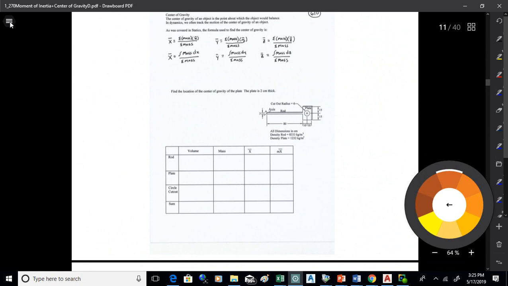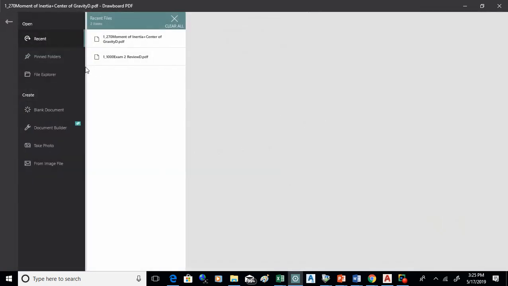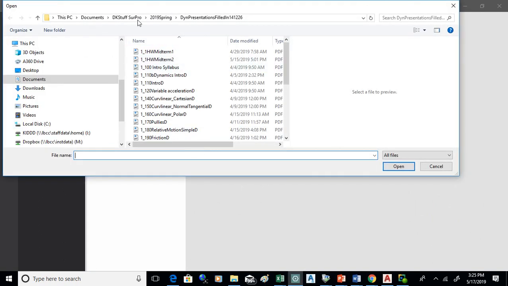All right, and then just kind of incidentally here, if you took that object and threw it, the center of mass is the point about which it would rotate.